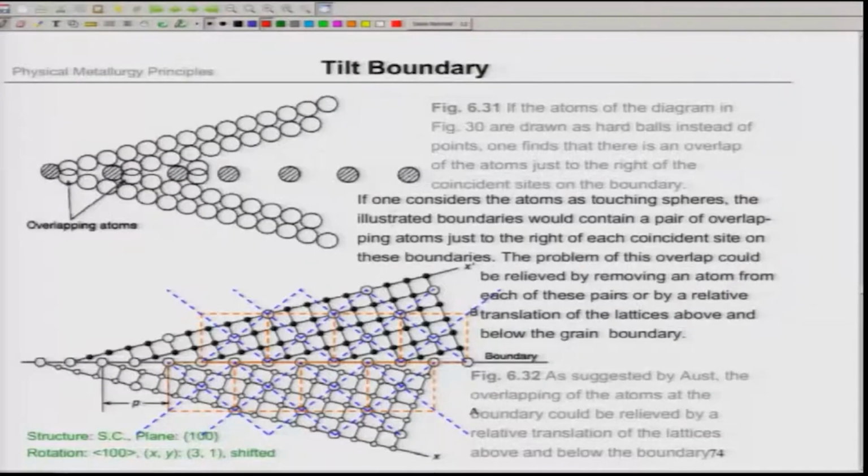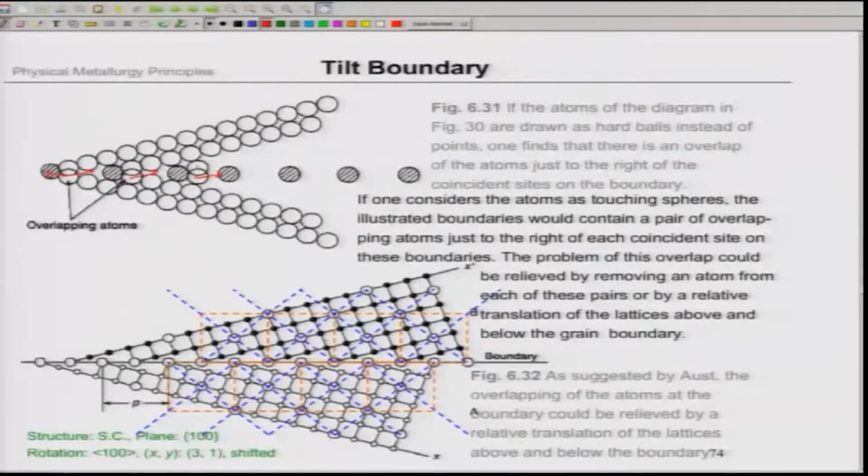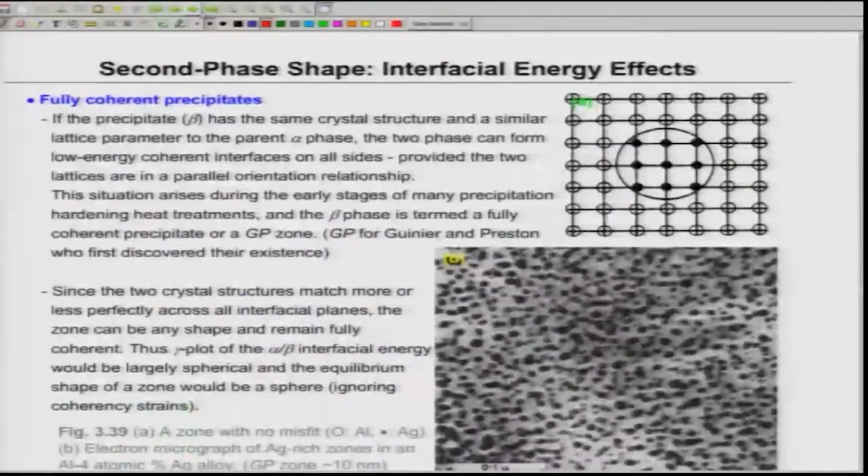Instead of coincidence, where these are actually sitting on each other, we can move these points, this one here or this one there, or this one there or this one here, and create a boundary; that is also possible. So, there are many such options. You need not go into details of that. If you are really interested in creating such boundaries, you can look at these atomic constructions along 100 on a simple cubic, where different options can be generated, and these have all been done in the literature.